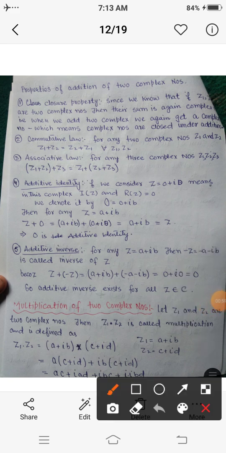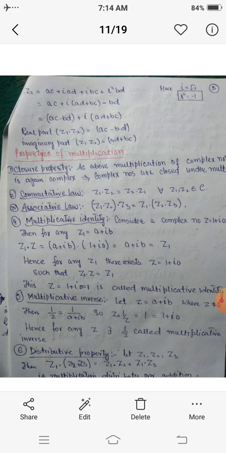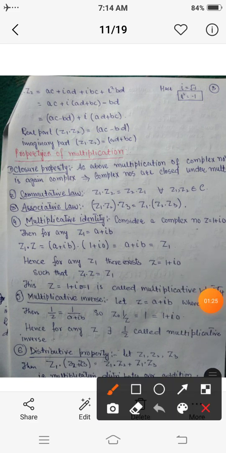It is simply a into c plus iota d plus iota b into c plus iota d, which is simply a into c is ac, a into iota d is iota ad, iota b into c is iota bc, plus iota into iota, it is iota square bd by actual multiplication. That is ac plus iota ad, iota bc plus iota square bd. You know that iota is simply root of -1, and iota square is -1 by squaring both sides, which implies that here it is minus bd.